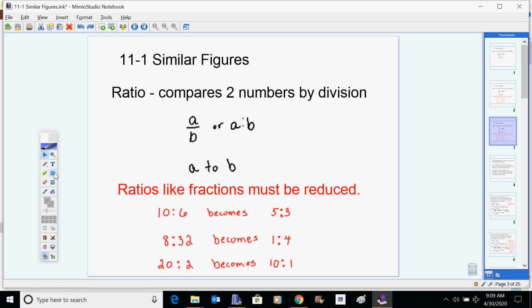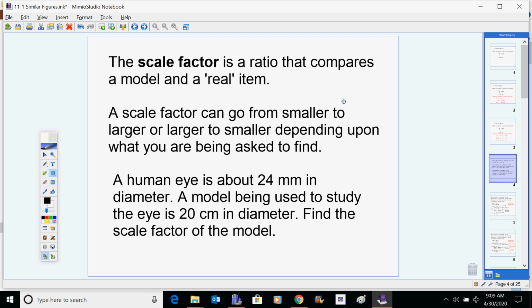All right, lots of words on the next screen, so don't get freaked out by that. You can pause if you want to copy them down, but you do not have to copy every word. I'm just going to talk about them for a little bit. Scale factor is a ratio, a fraction that's comparing a model and a real item. Models are important for studying something that is very small and you want to make it bigger so that you can look at it more easily. For example, physicians often have models of eyes and ears in their offices. And if it's to scale, that means it is exactly proportional, so that's important.